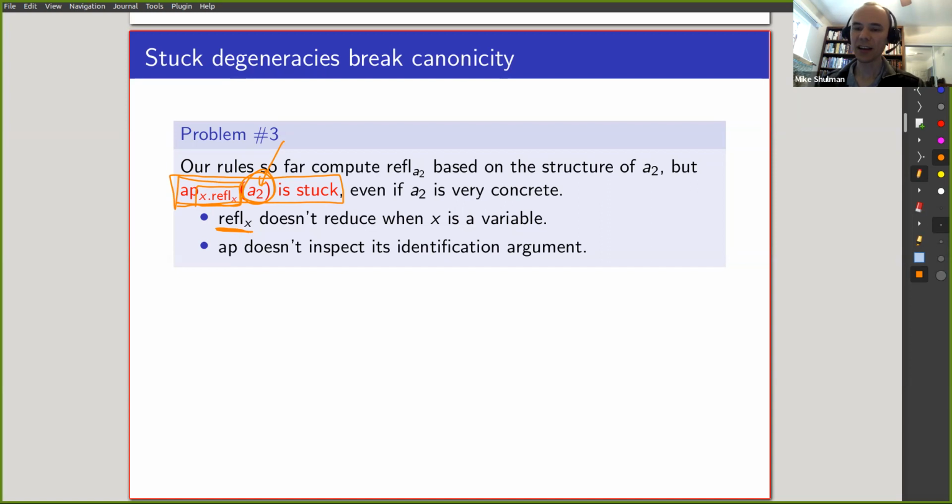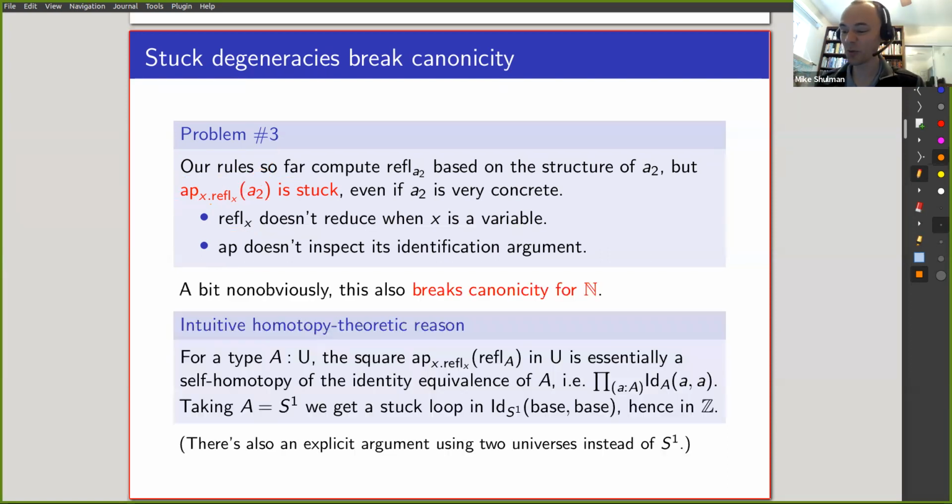Now, you might say, again, do we care? Is this weird sort of cube, maybe it's okay that it's stuck. Do we really need to be able to compute with it? And the answer is yes, we really do, because this actually breaks canonicity for even the natural numbers, just having this sort of stuck thing. So there's an intuitive homotopy theoretic reason. If you're a homotopy theorist, then you can think, if I do this thing to reflexivity, then I get this sort of square that has constant boundaries, but I don't know that it's a constant square.